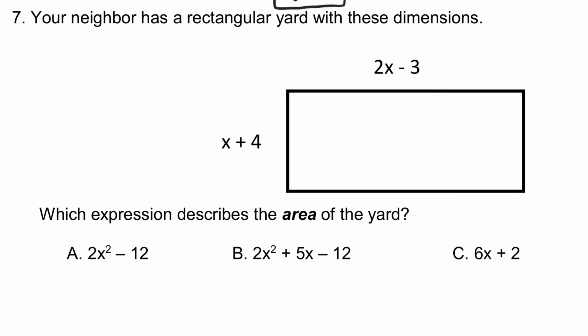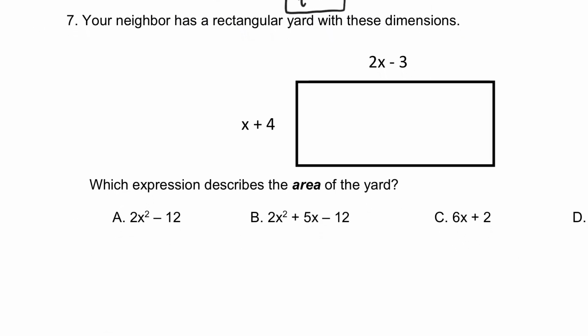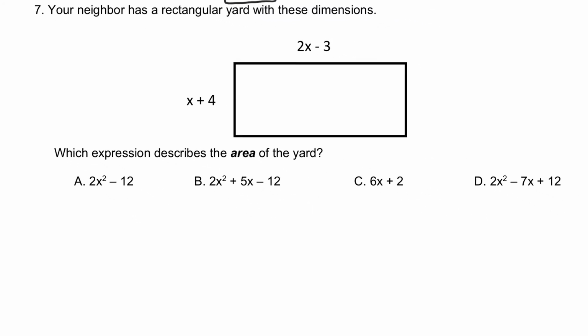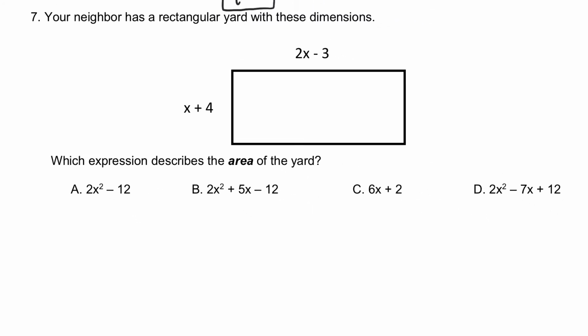Number 7, your neighbor has a rectangular yard with these dimensions. Which expression describes the area of the yard? Okay, so area, remember, area of a rectangle is length times width. In our case, the length is always the longer part of a rectangle. So this right here is 2x minus 3. And the width is x plus 4.